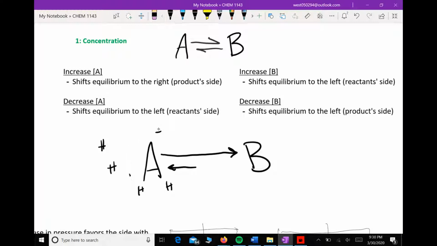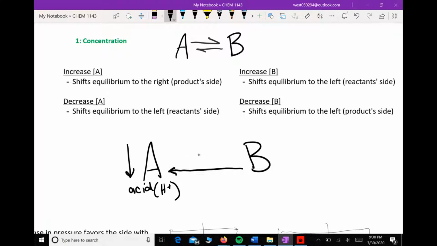And if you decrease the concentration of A, which in this example is an acid, and acids donate protons, the reaction will shift more to the reactant side. Because you decrease the concentration of that acid, B will shift and make more of A to offset that, to counteract that change.